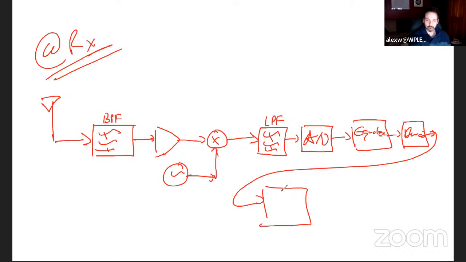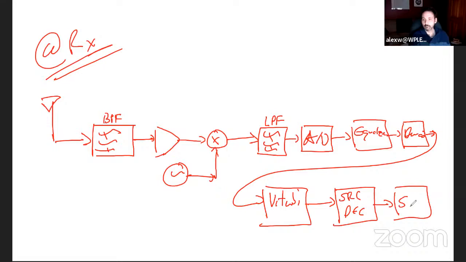So demod. This is a channel decoder, so it could be something like Viterbi. Again, this is outside the scope of the course, but basically it uses the error correction codes introduced at the transmitter in order to smooth out any errors that might have been injected into the transmission and the channel. Source decoding is also outside the scope of this course, and then the sink.